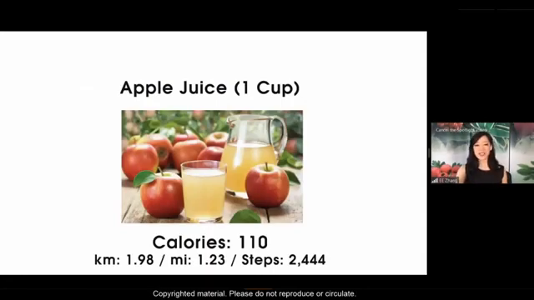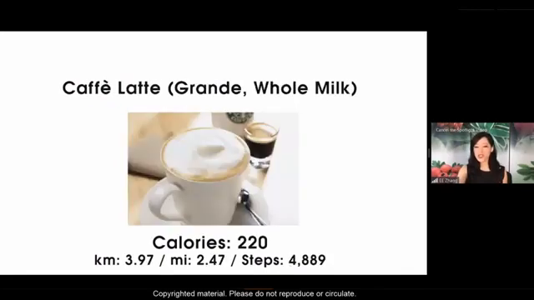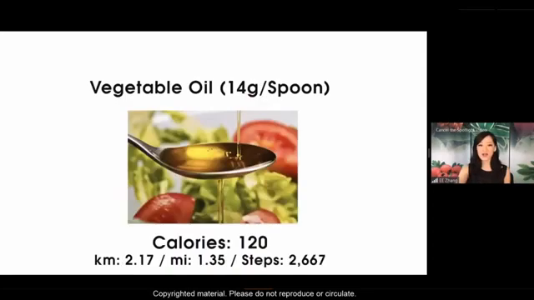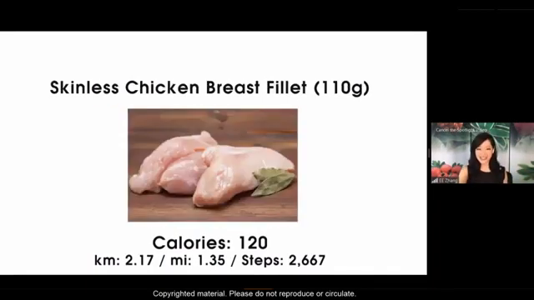One cup of apple juice is 110 calories. Orange juice is all about the same. Coffee latte, 220 calories. This is without the flavored syrups, okay? Coffee Americano, it's only 15 calories. Now, what's the difference between an Americano and a latte? One has a milk in it, and that can add on a lot of calories. Vegetable oil, one spoon is 120 calories, right? And how many will just pour on the oil like it's nothing?